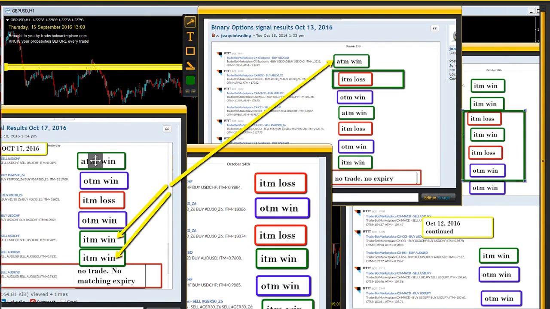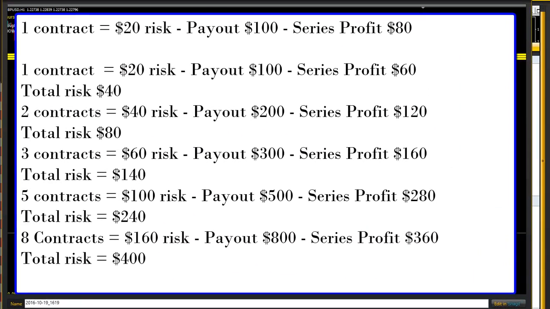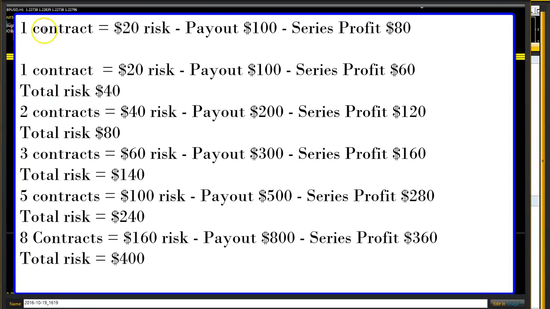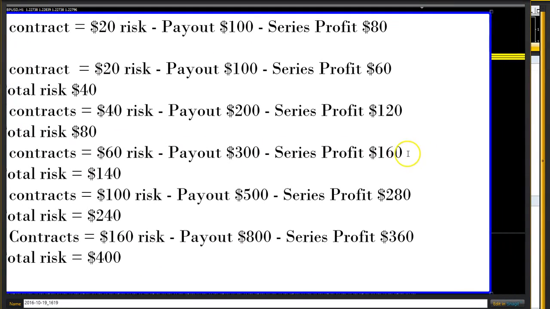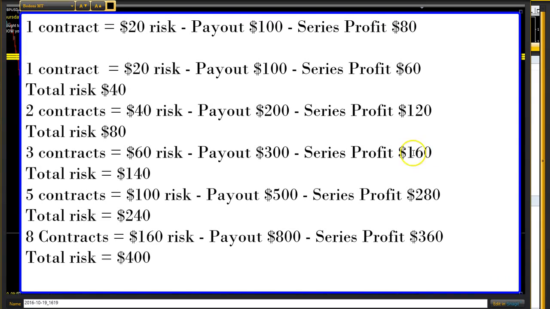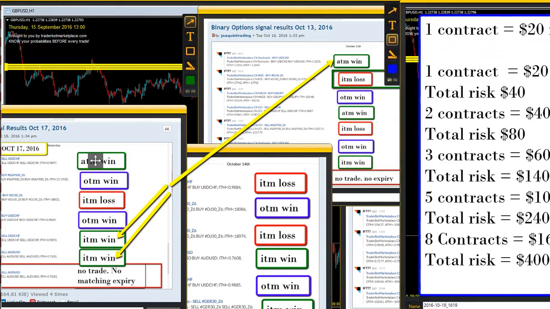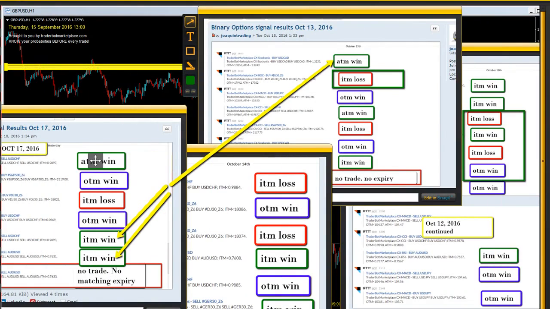So on your 4th attempt here, what is your payout? You got 1, 2, 3, 4. Your total profit is $160. So the first one was 60. Now it's 160. Okay. So we have a rolling profit.